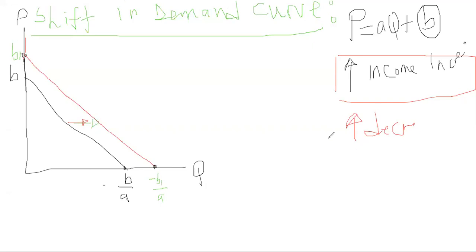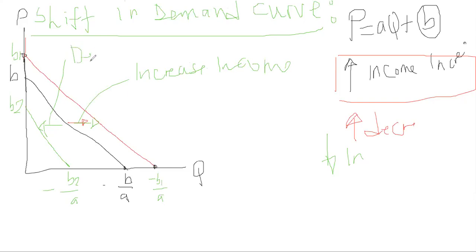But in case the income decreases, if you have a decrease in income, it will shift this demand curve inward. So it will shift it to here. So we can have here B2, then we have B2 over A. So this one here is what? Increase in income. Then here we have decrease in income.